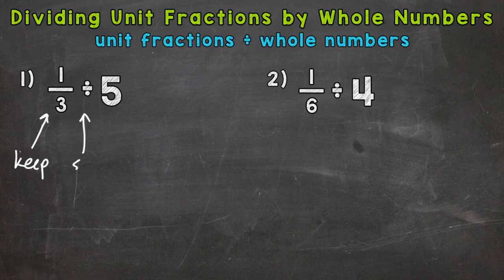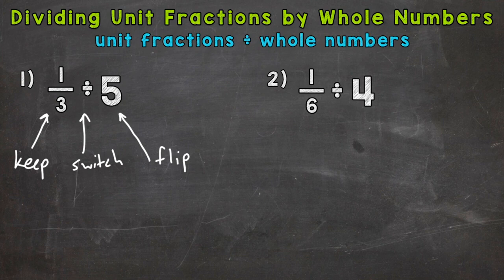switch, and flip. Always in that order: keep, switch, flip. So let's talk about what that means. We have our original problem, 1/3 divided by 5. We are going to rewrite this problem as a multiplication problem.